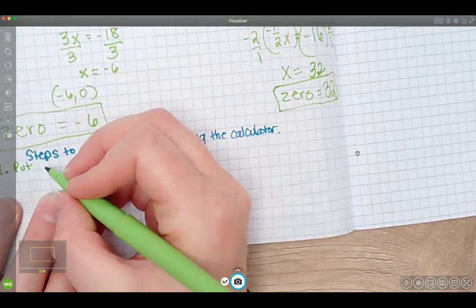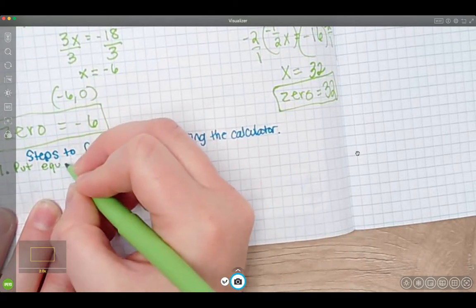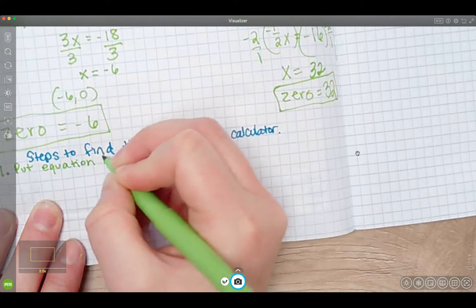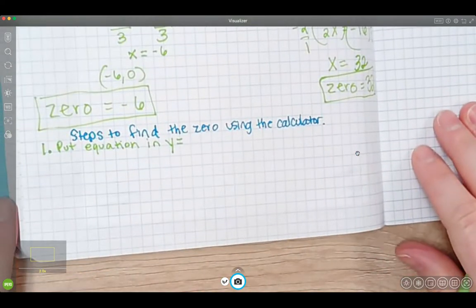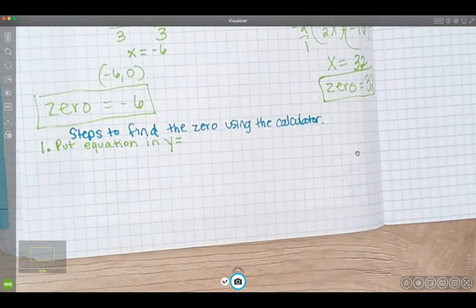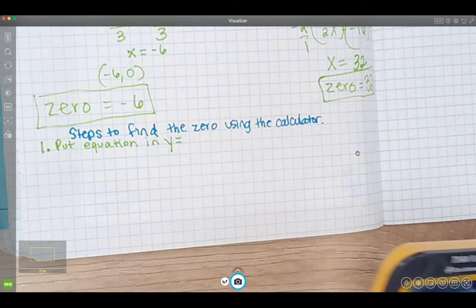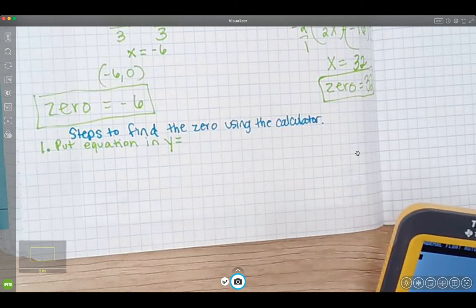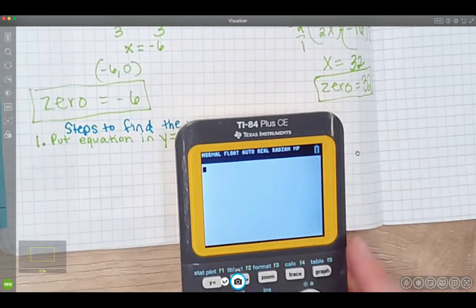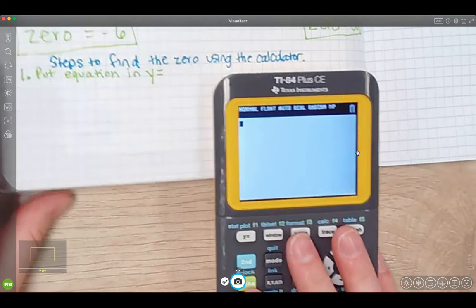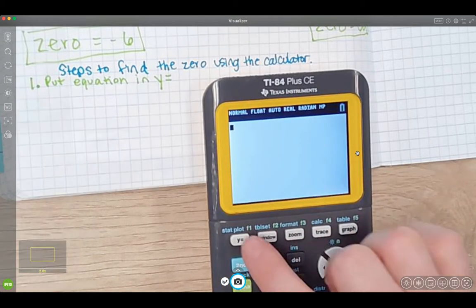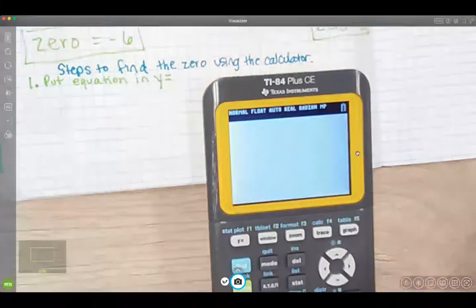Put equation in y equals. So in order to put it into y equals, it has to be solved for y. So it must be written in y equals mx plus b. Okay, so let's go ahead and do it step by step. And as we do step by step, we're going to put more directions on here. So let's do our first example, the 2x plus 8.